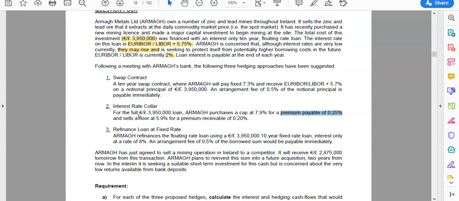Now just watch out, in more recent years in the syllabus for Cap 2 SFMA, caps and floors together are not examined. So this collar is where you're capped at 7.9 and you have a floor of 5.9. So essentially you're collared between these two rates, a high and a low. In the more recent syllabus, a collar is only on for narrative format.